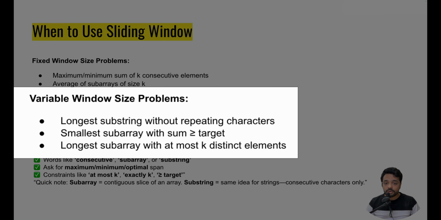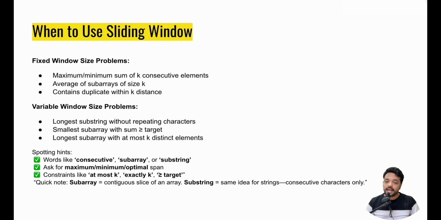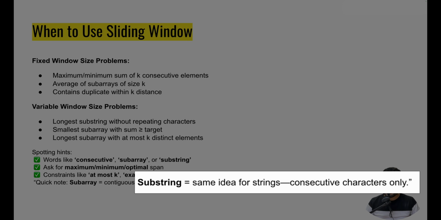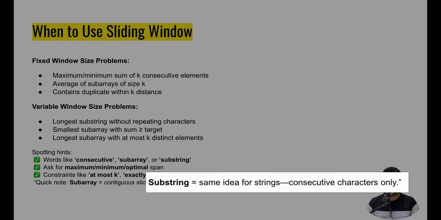Variable window. The window grows and shrinks based on a rule. Classic ones are longest substring without repeating characters, smallest subarray with sum greater than or equal to target, longest subarray with at most k distinct elements. Here we adjust the window until a condition is met, then tighten it. Note that a subarray is a contiguous part of an array, like taking a slice. A substring is the same concept but for strings, a sequence of consecutive characters.